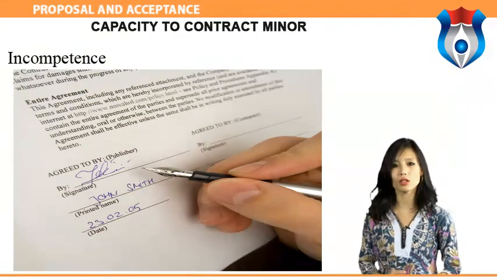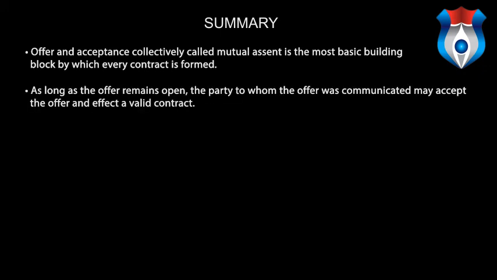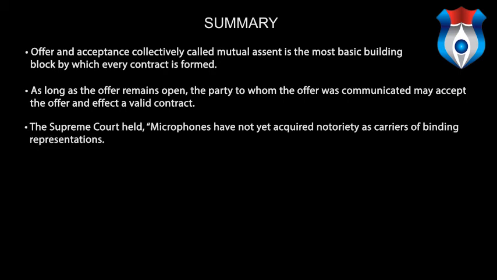Now, in the end, let us summarize what we have learned in this lecture. Offer and acceptance, collectively called mutual assent, is the most basic building block by which every contract is formed. As long as the offer remains open, the party to whom the offer was communicated may accept the offer and effect a valid contract. The Supreme Court held microphones have not yet acquired notoriety as carriers of binding representation.